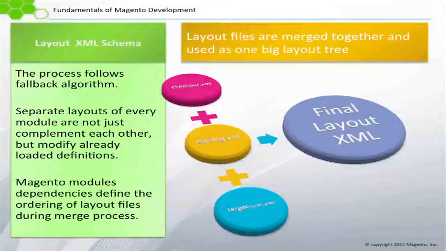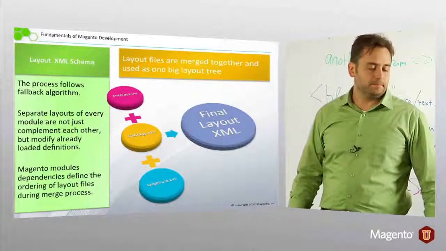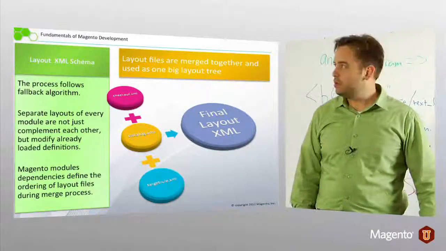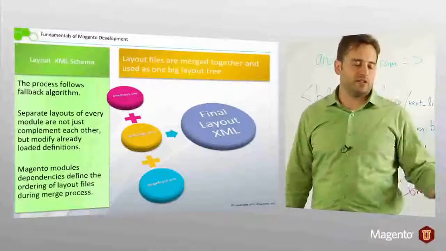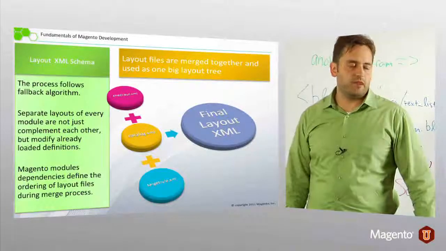Love that. So, as a reminder, we use that fallback algorithm. So, if checkout.xml is found in our most precedent, most primary theme, no other checkout XML will be evaluated.